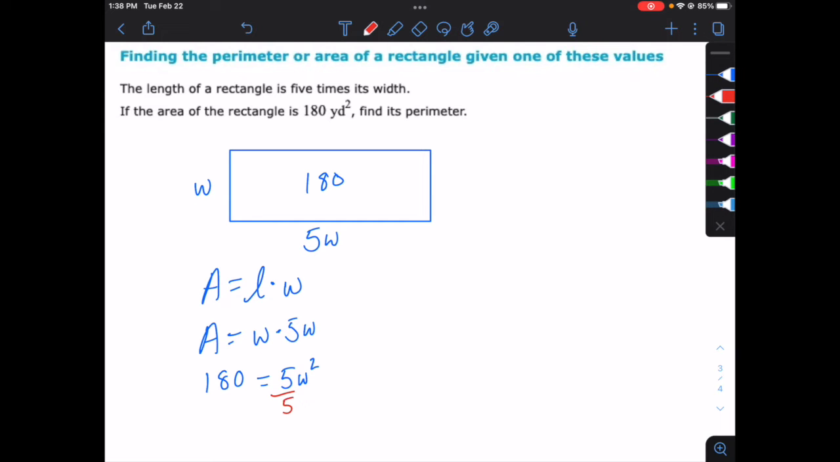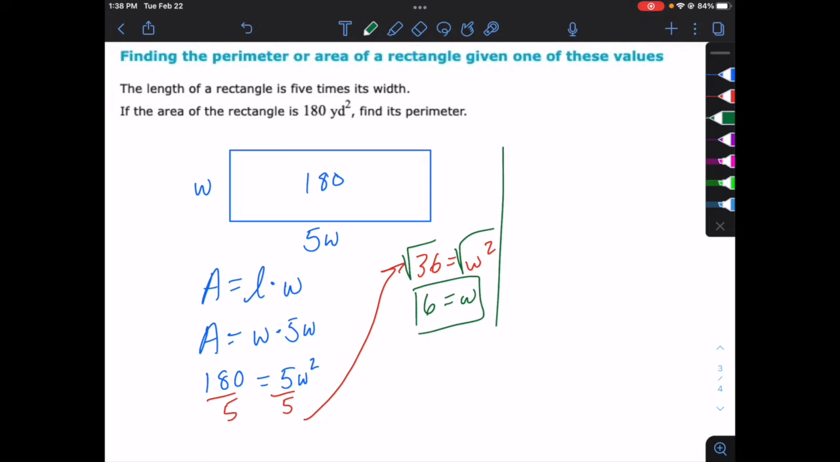All right, so we have to solve this equation. So we're going to divide both sides by 5. And so we get 36 equals W squared. All right, how do we undo a square? Well, we do that with a square root. And we get 6 equals W. Yes, the square root could be negative 6, but we're talking about lengths here, so we can't have a negative length. So 6 is its width.